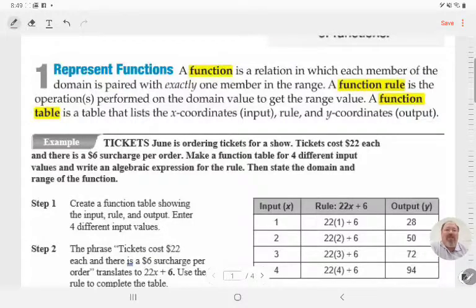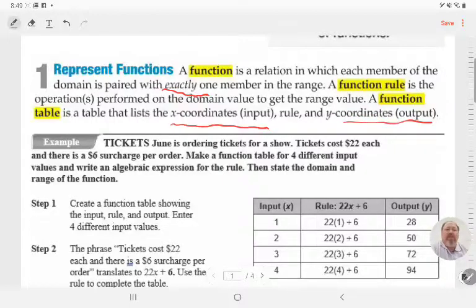So a function is a relation in which each member of the domain is paired with exactly one member in the range. A function rule is the operation performed or operations performed on the domain value to get the range value. A function table is a table that lists the x-coordinates, the input, rule, and y-coordinates, or the output.